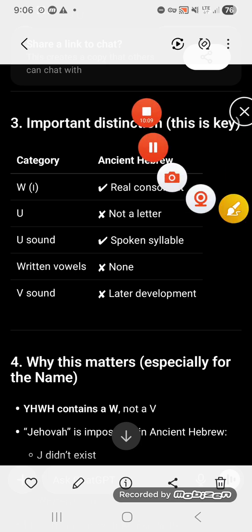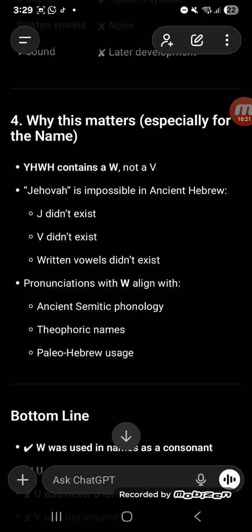But the problem is people like to use the same U's without understanding ancient Hebrew, where it comes from, and the origins of it. So we have to bring out the origins, which we did again. Let me read verse 4, because we have to continue. It says, YHWH contains a W, not a V.